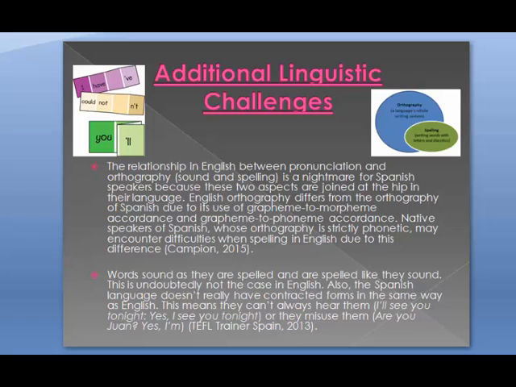Also, the Spanish language doesn't really have contracted forms the same way as English. This means they can't always hear them. "I'll see you tonight." "Yes, I see you tonight." Or they misuse them. "Are you Juan?" "Yes, I'm."